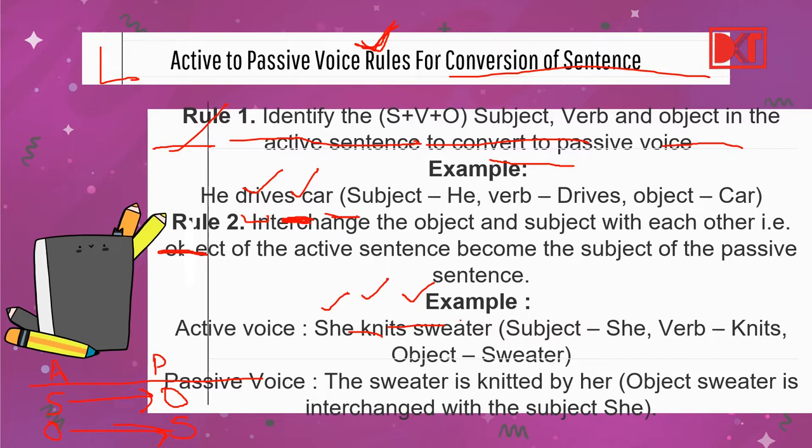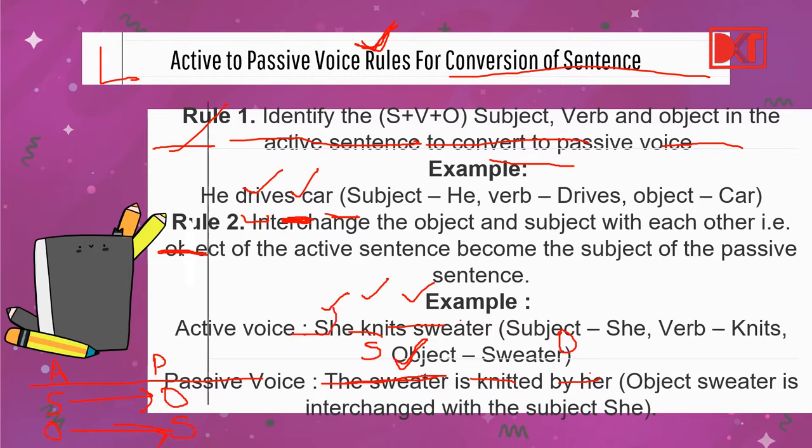सेकेंड स्टेप में, the sweater is knitted by her. तो यहां पे क्या हुआ, स्वेटर आ गया. स्वेटर जो है वो क्या बन गया, वो बन गया हमारा सब्जेक्ट, फिर knitted वर्ब तो सेम रहेगा पर by her, here by her has become the object. तो यहां पे फोकस किस पे शिफ्ट हो गया है, फोकस शिफ्ट हो गया स्वेटर पे, कि हम स्वेटर के बारे में बता रहे हैं.